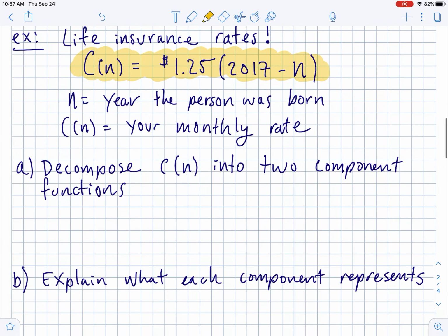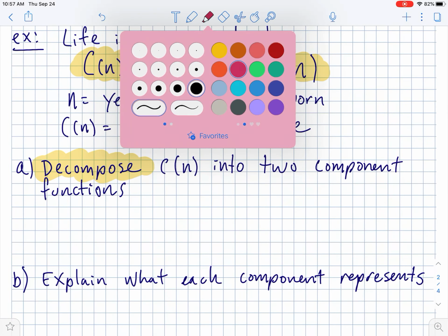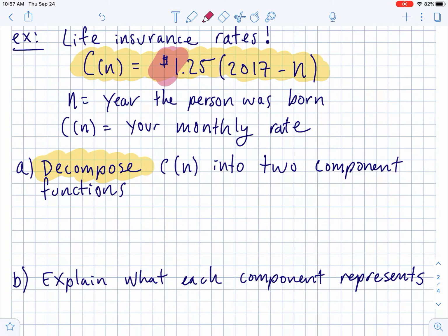The first question says decompose. So anytime you take multiple functions and cram them all together into a new function, you're composing functions. Now they want us to decompose. It's like take it apart and find the little individual functions. There's lots of ways to do this, but when I look at this, I think the most simple way to view it is that this is $1.25 times something, and that something is 2017 minus n. So really there's two parts to this.